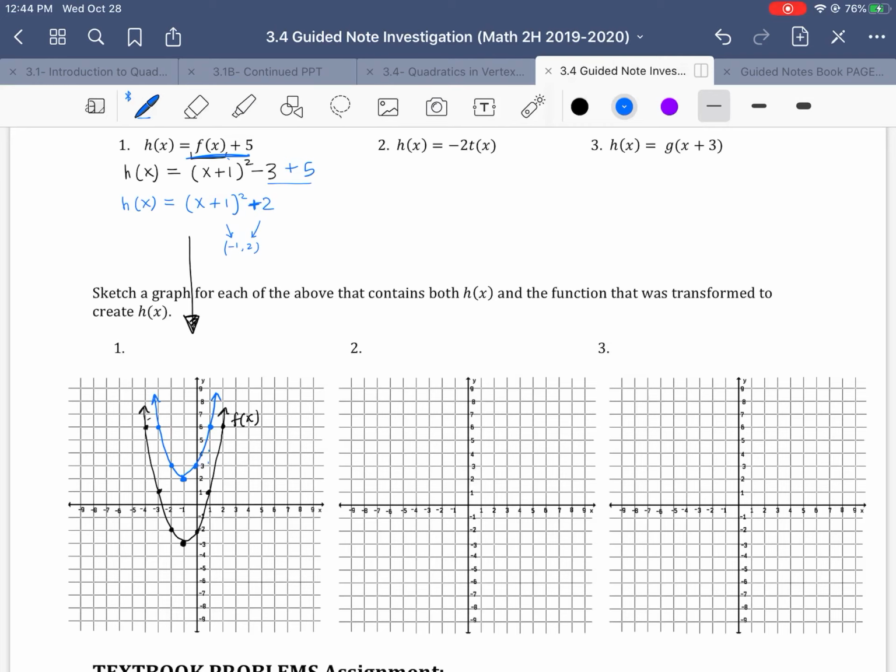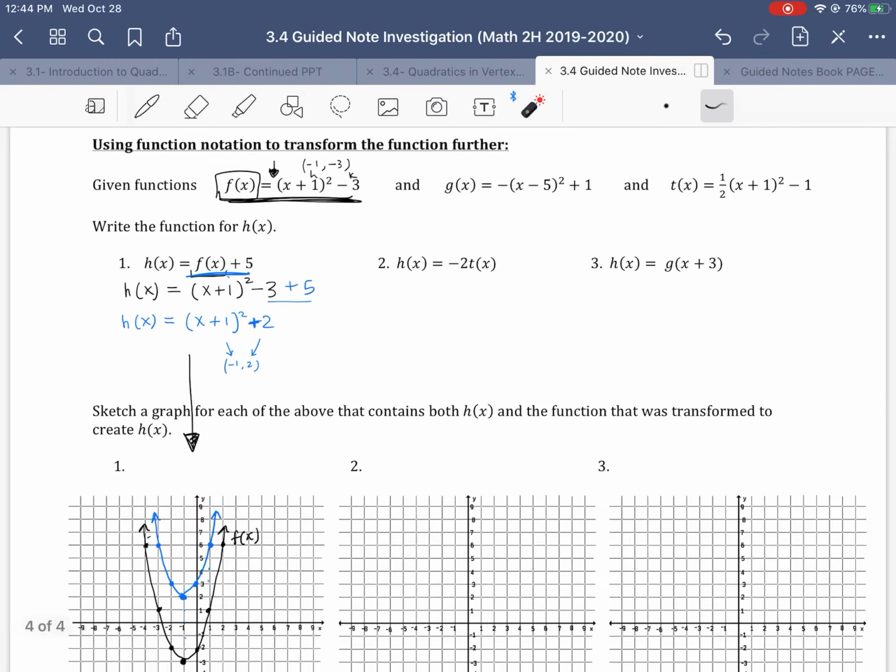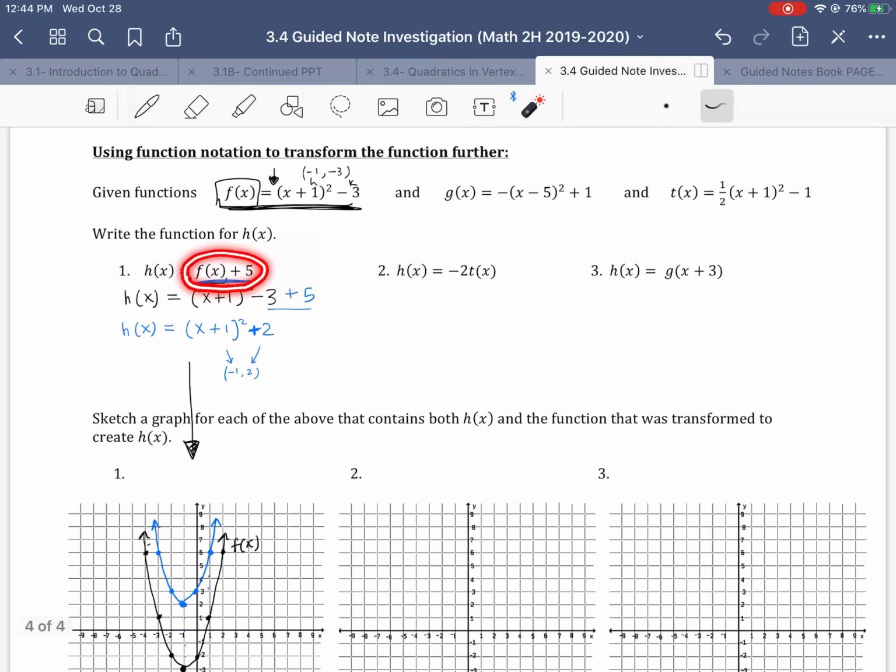Now you'll notice this function right here, if I was comparing these, it's just moved up. It hasn't stretched or shrunk, it just moved up, right? 1, 2, 3, 4, 5 units from the other vertex. So if we were comparing these, the only difference is that one shifted vertically 5, which makes sense because that's exactly what it was asking us to do, is to shift this one up 5.